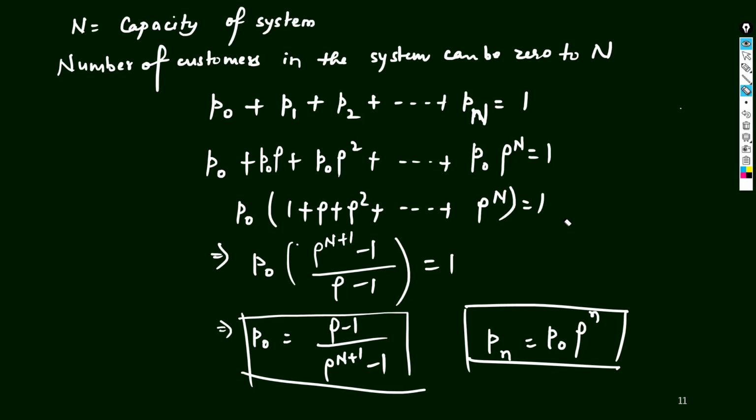Okay, so now what will be the value of Ls? Let us see the value of Ls. So Ls is equal to, I'll directly write the expression. It is actually the number of customers in the system, so that is denoted by the number of customers in the system times probability. This one is the expression for the number of customers in the system.